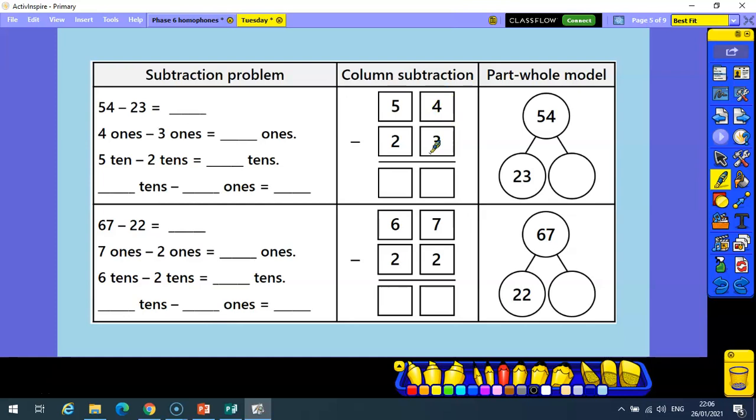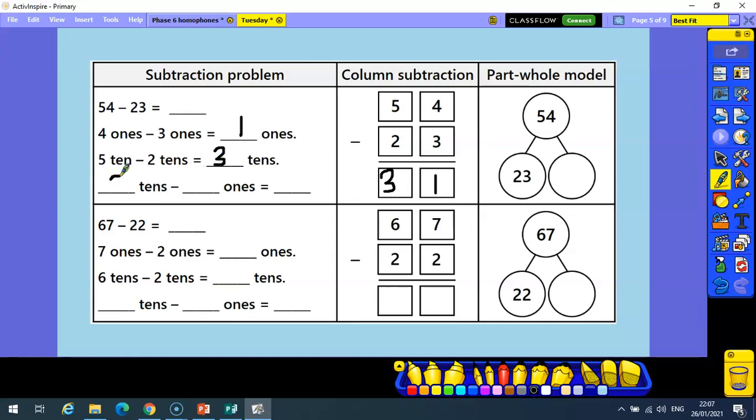4 take away 3 is equal to 1. And you can do it on your fingers to check, or with your maths objects. The next column is going to be the 10s column. And I've got that here, so it's going to be 5 take away 2. So 5 10s take away 2 10s is equal to, on your fingers, 5, put down 2, it's going to be 3. 3 10s.